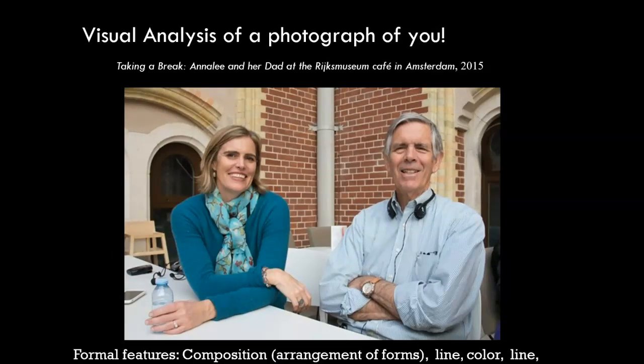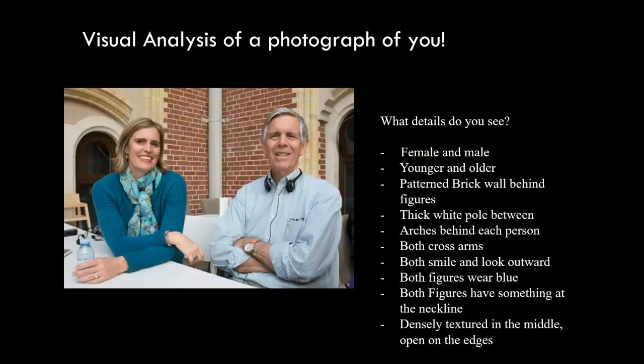Now, when we undergo a visual analysis, we'll consider the same things that we considered in the Critias Boy. We're going to be looking at the formal features of the work of art. We are going to consider composition, the arrangements of forms, line, color, texture. And we're going to start with the same process. We're going to determine the details that you see. And here you'll see a female and a male. These are my observed details.